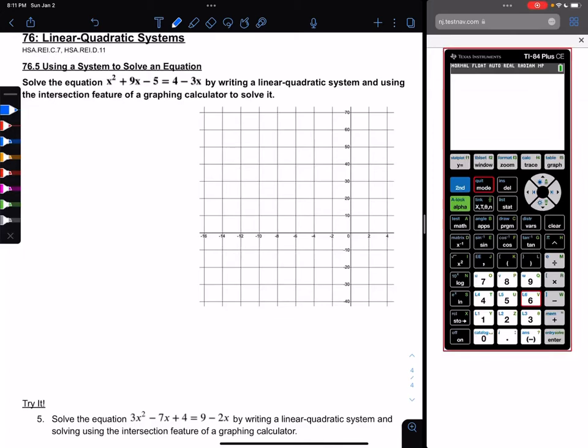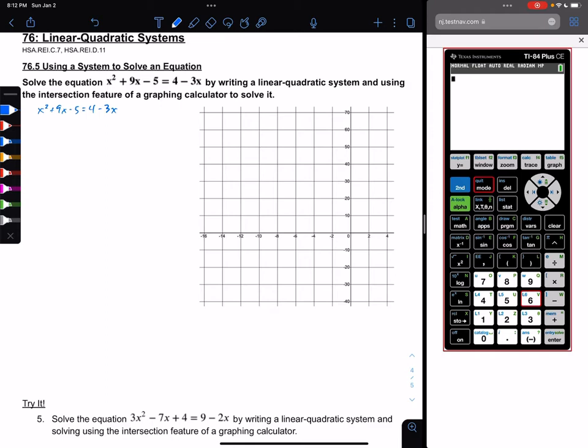In this video, we're going to look at topic 76, example 5, using a system to solve an equation. Solve the equation x squared plus 9x minus 5 equals 4 minus 3x by writing a linear quadratic system and using the intersection feature of a graphing calculator to solve it. Okay, so let's do what they tell us to do. There are multiple ways to solve this, but we're going to solve it the way that is suggested.